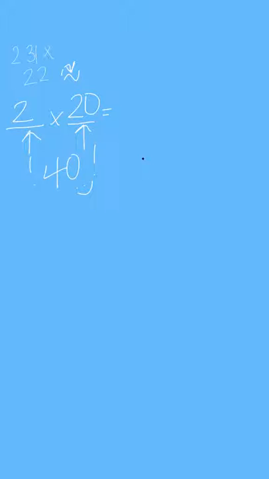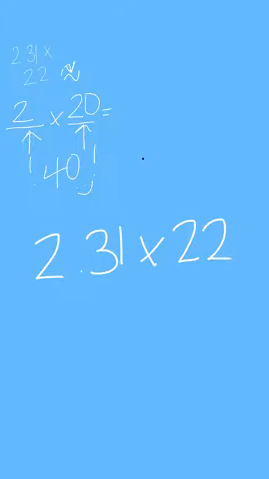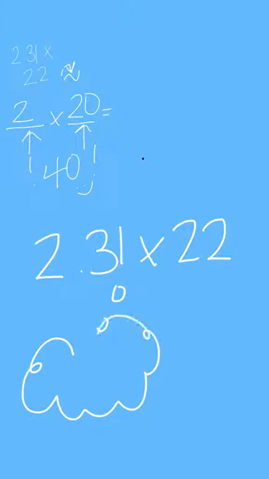Now we are going to go back to our original problem, which is 2 and 31/100 times 22. So we're going to do our thinking. When we think about this, I'm going to get rid of the decimals completely, and we're going to think of it as 231 times 22. I want you to stop and write that in your notebook.